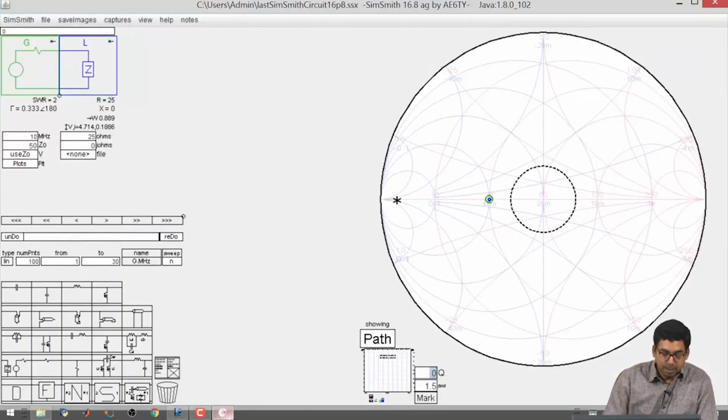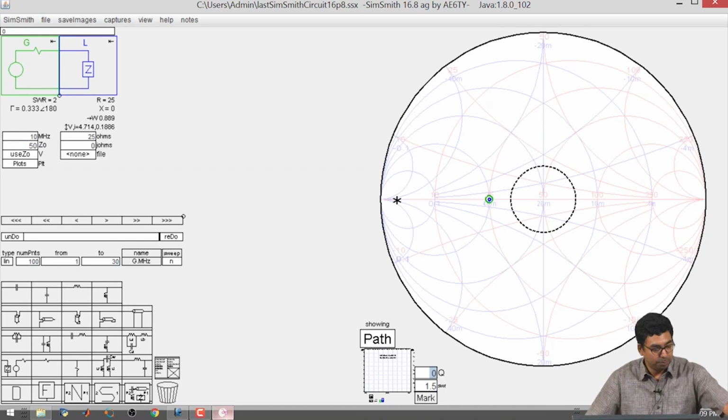I will start with SimSmith and go for the simplest circuit that we can have. The left hand side here corresponds to a source. The source is usually a generator, and it generates some power. It does have a characteristic intrinsic impedance. It does not come without any impedance.